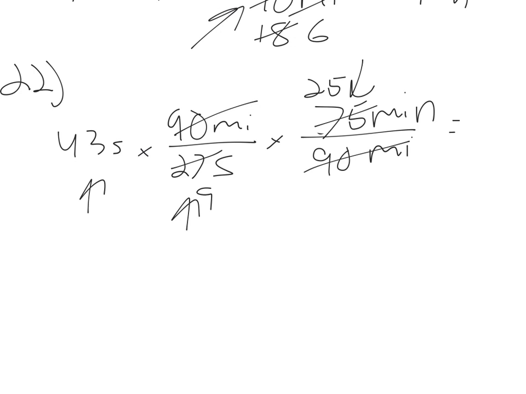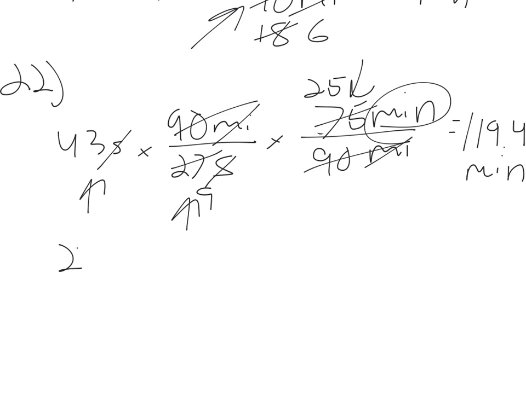So 43 times 25 divided by 9. Yep, 119.4. Buddy. And notice songs cancel. Miles cancel. I'm left with minutes again. So I get the exact same thing. So perfect proof that you can all do it in one step and get the same answer. Nice. So let's go on to 23.